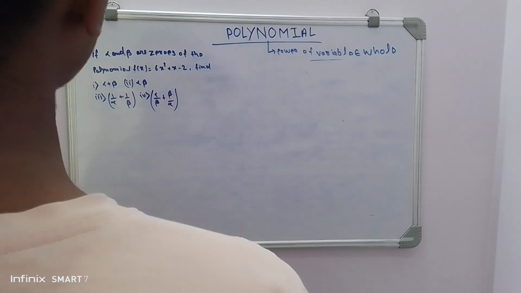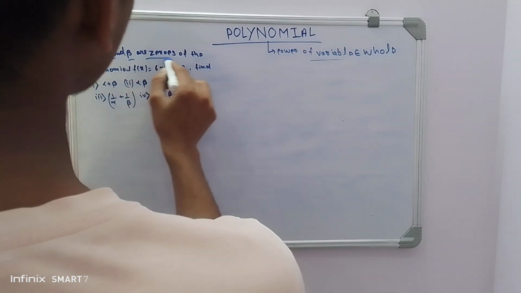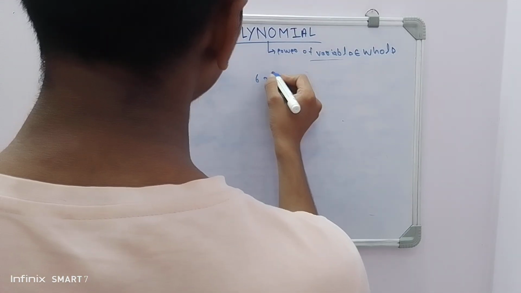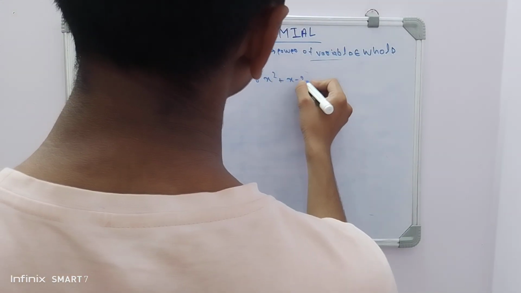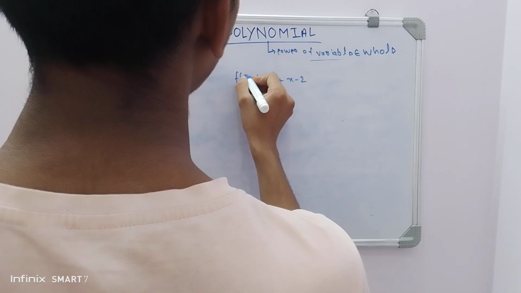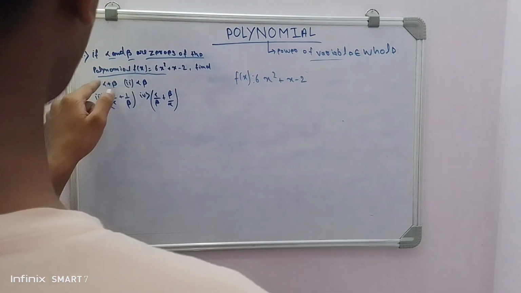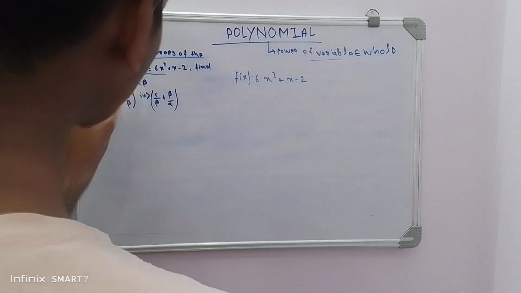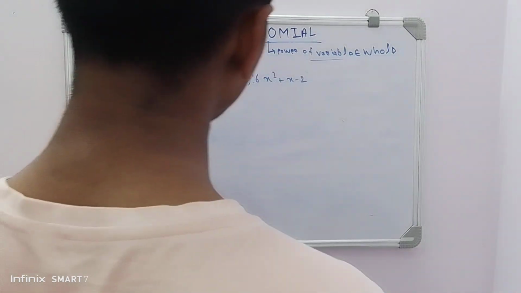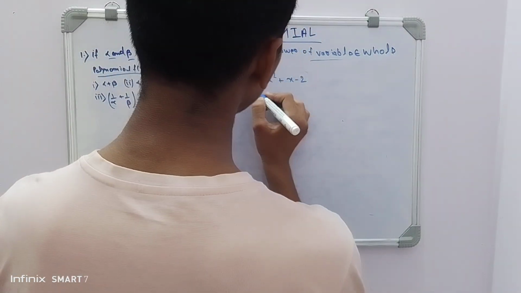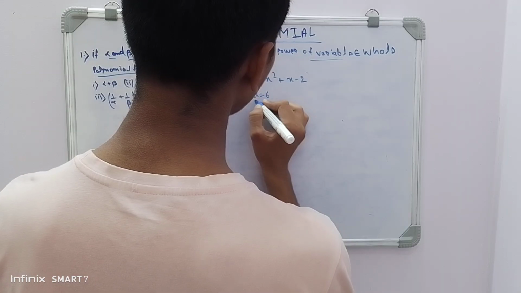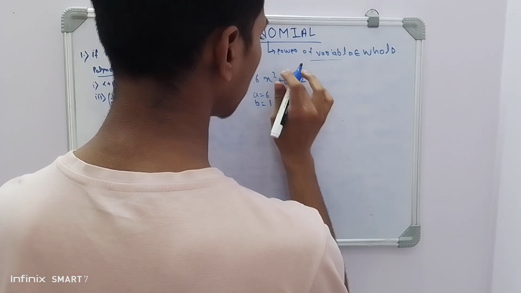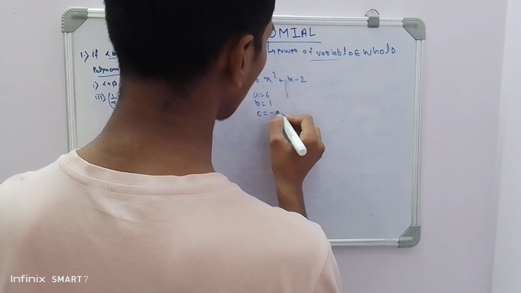If alpha and beta are the zeros of the polynomial f(x), which we have as 6x square plus x minus 2, we have a polynomial like this. Now find alpha plus beta, alpha into beta, 1 by alpha plus 1 by beta, and so on. These are the 4 questions we have related to this question. So first of all, you will write a equal to 6, b equal to 1, because that is the coefficient of x, and c equal to minus 2.